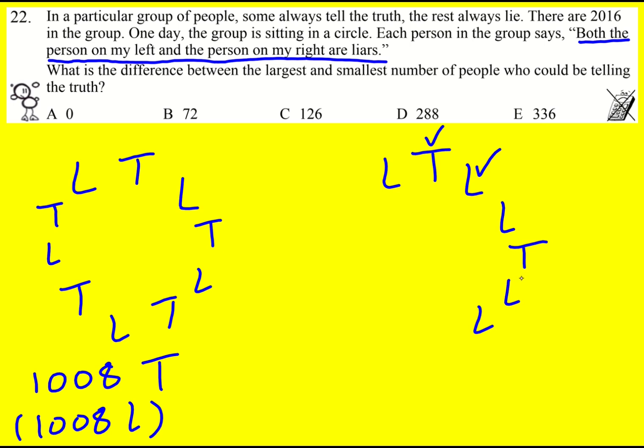So actually, it's only one in every three people that are telling the truth now. So I hope I've ruled out that I can never have two T's next to each other. The most I can have is alternating. So this is the maximum amount of T's. But I can see that I can never have three L's next to each other, but I can have two L's next to each other. So the minimum number of T's that I could have would be to have one in every three.